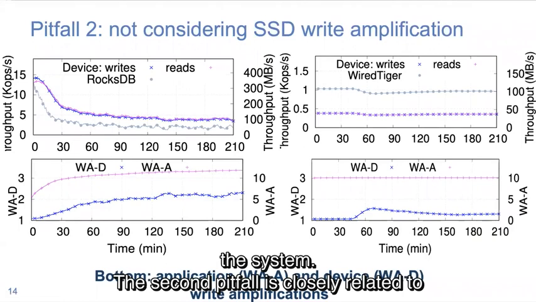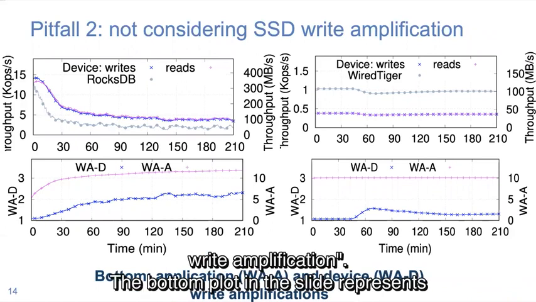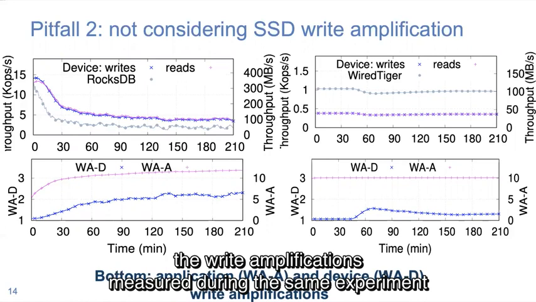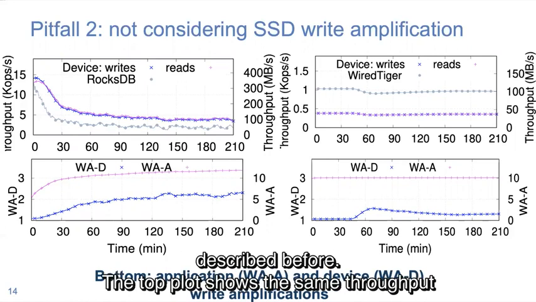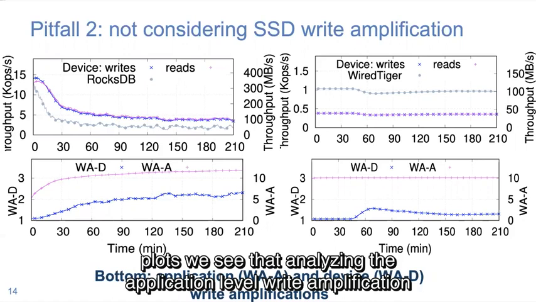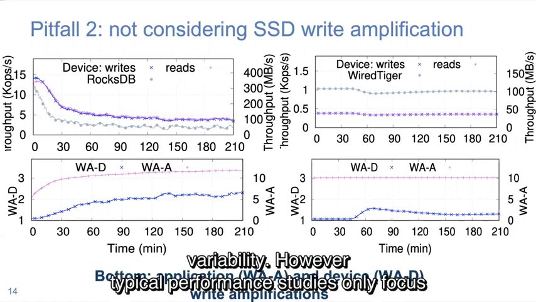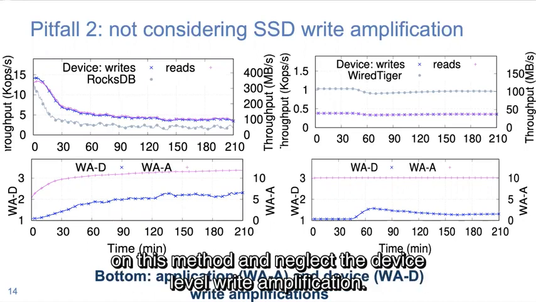The second pitfall is closely related to the first one, and it is not considering the SSD device level write amplification. The bottom plot in the slide represents the write amplifications measured during the same experiment described before. The top plot shows the same throughput data seen before. By contrasting the top and the bottom plots, we see that analyzing the application level write amplification alone cannot justify the performance variability. However, typical performance studies only focus on this metric and neglect the device level write amplification.